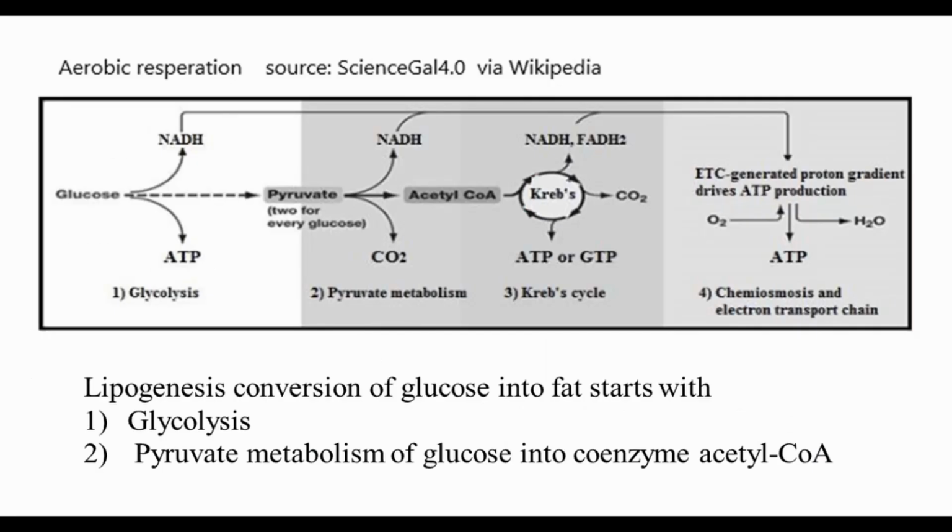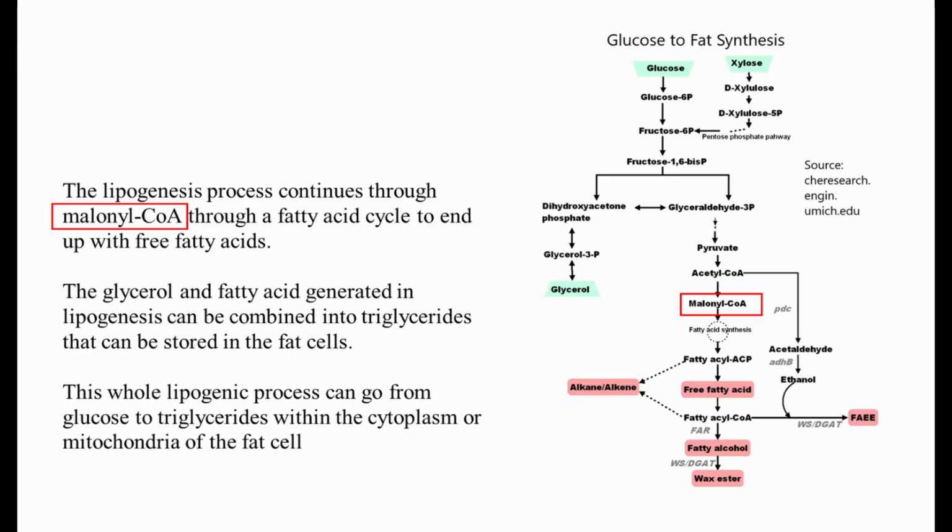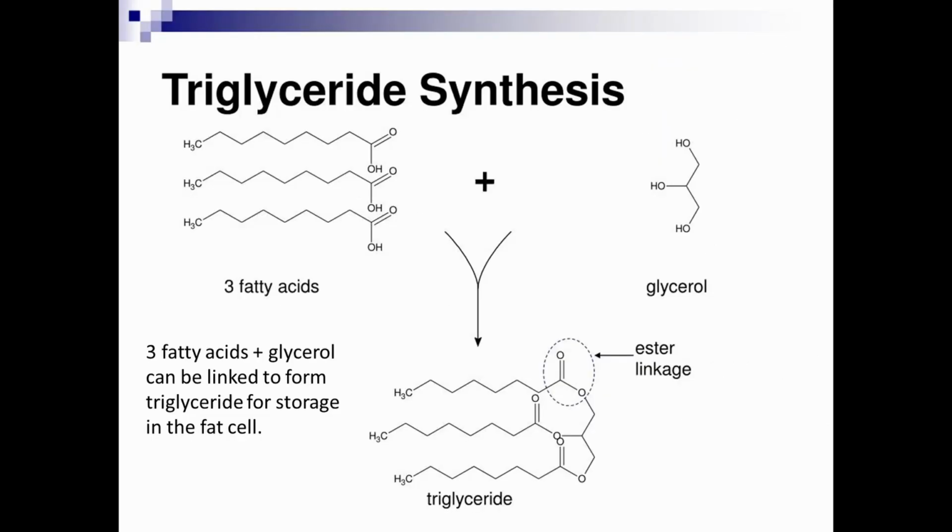The process of conversion of glucose into fat starts with glycolysis and the pyruvate metabolism of glucose into a coenzyme called acetyl-CoA. Once the glucose is converted into acetyl-CoA, the lipogenesis process continues through malonyl-CoA through a fatty acid cycle to end up with free fatty acids. The glycerol and fatty acids generated in lipogenesis can be combined into triglycerides that can be stored in the fat cells.